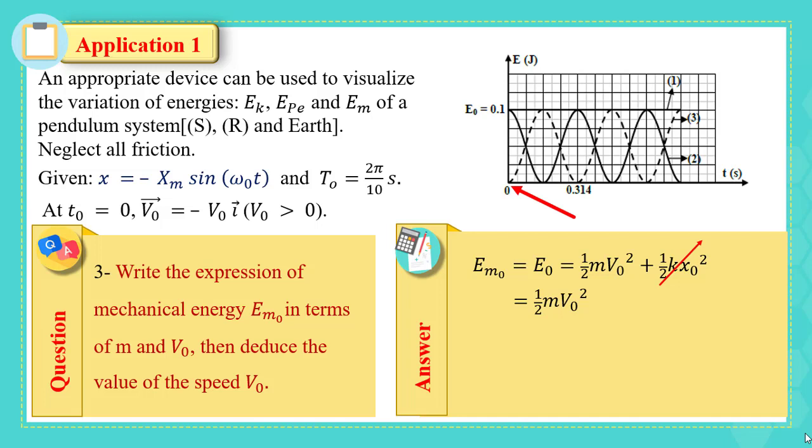Now, how can we deduce the value of v0? Since we know that the mechanical energy initially is E0, then replace it and find v0 as v0 equals the radical of 2 E0 over m. Replacing the values, we can find that it is 1 meter per second.